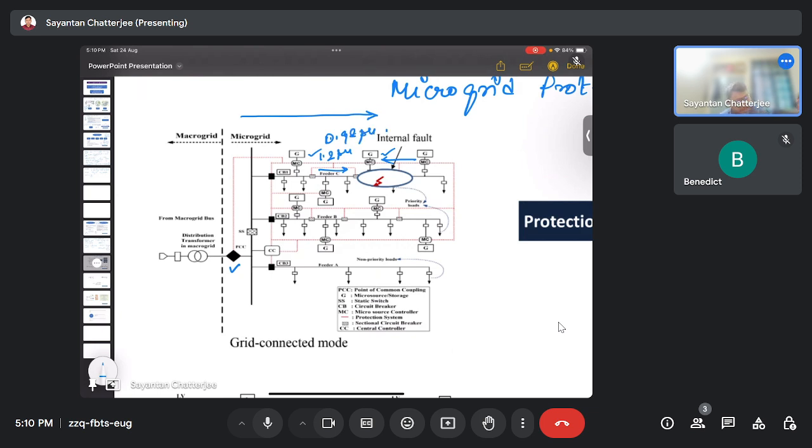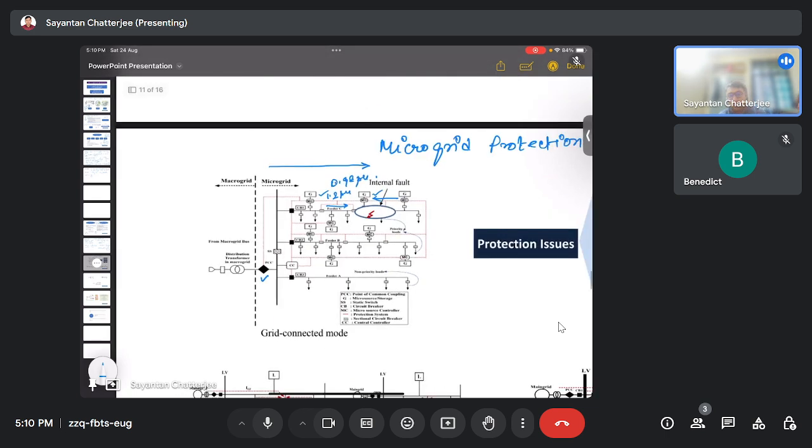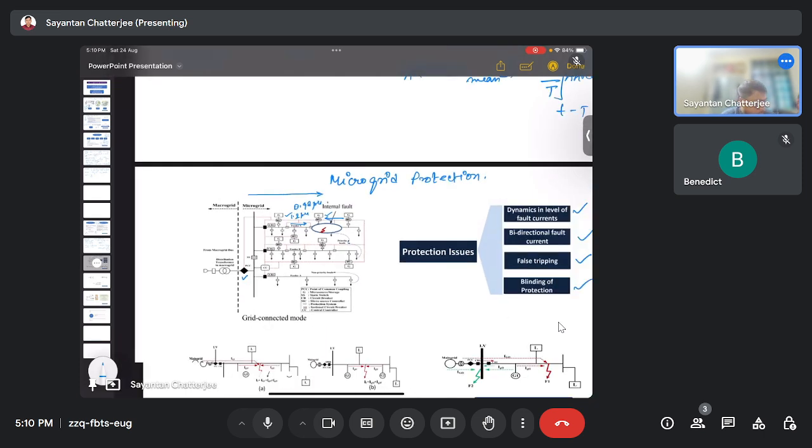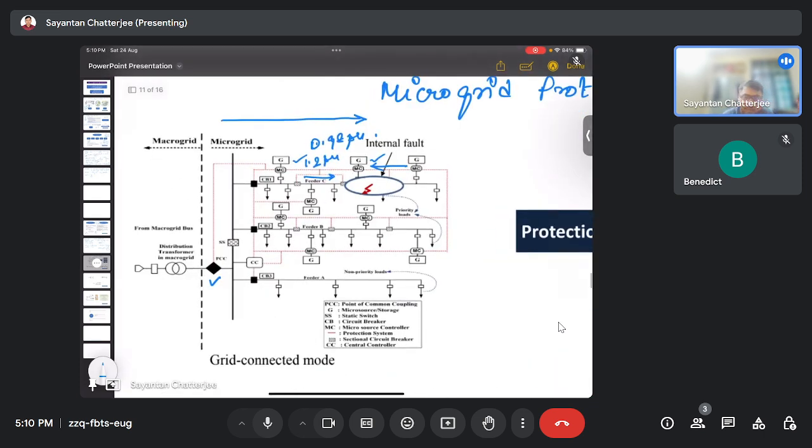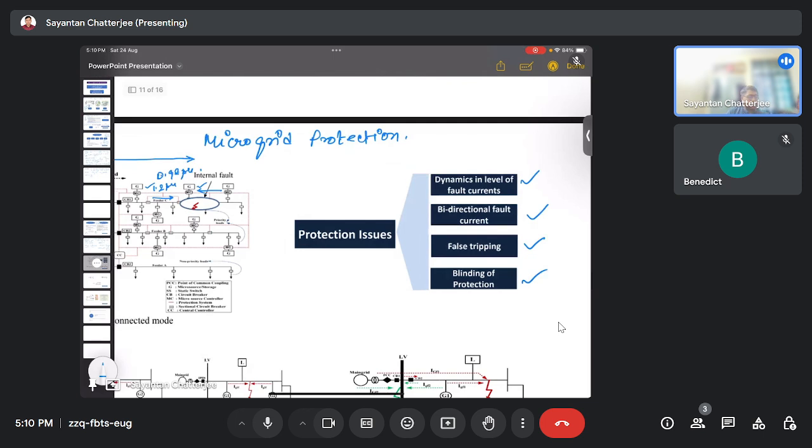Now what can be the set point value of these protective equipments? There's nothing to rely on, because this line value becomes 1.2 at one point of time and again at another point of time becomes 0.98, so what would be the set point value? That is the issue in the case of dynamics in the fault currents.